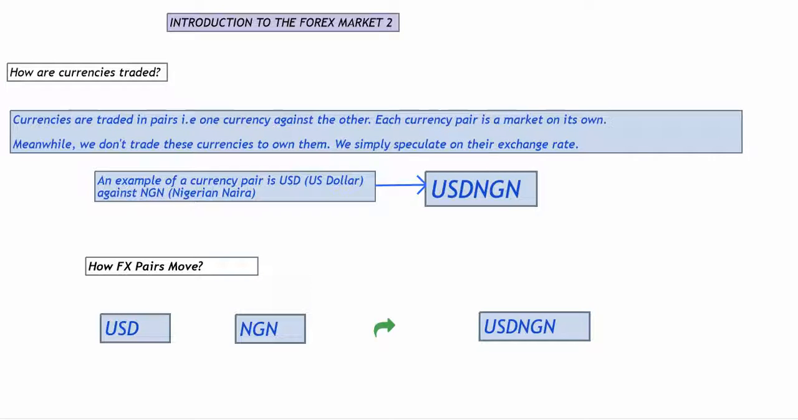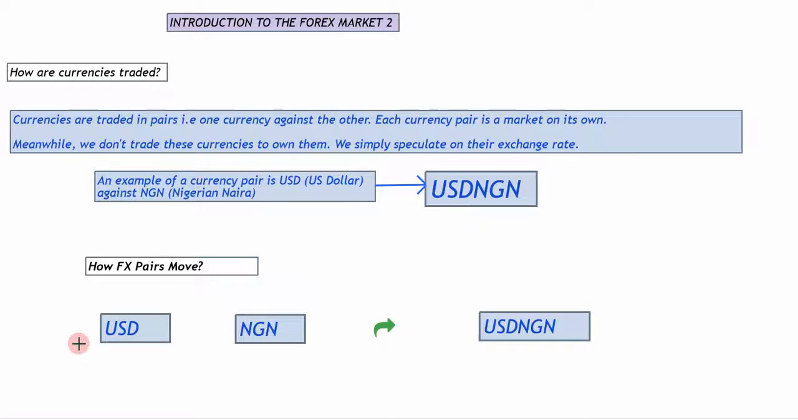Okay, so with this currency pair, now what makes the US dollar NGN currency pair go up or down? Now, because we have two currencies that make up that pair, it means that each of these currencies can have an impact on the exchange rate of the pair.